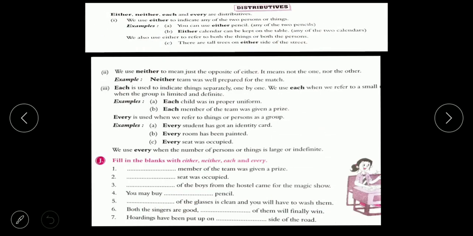Distributives: either, neither, each and every are distributives. We use either to indicate any of the two persons.